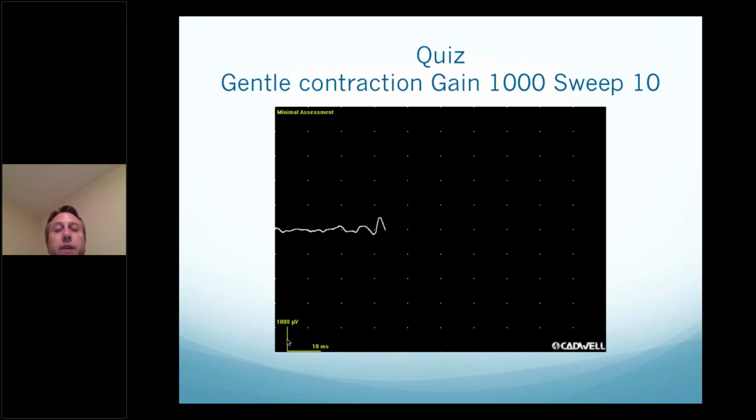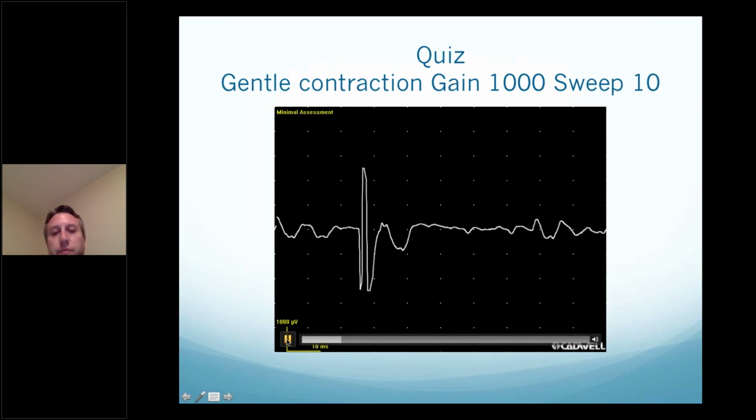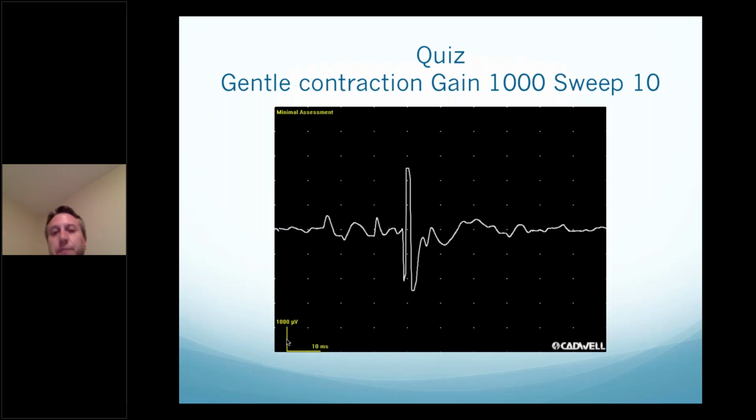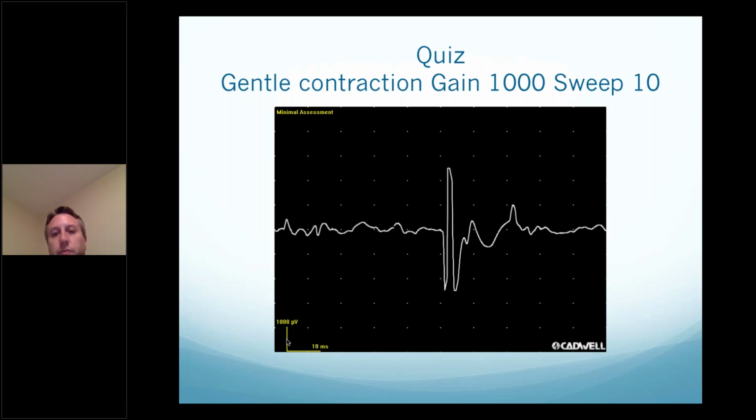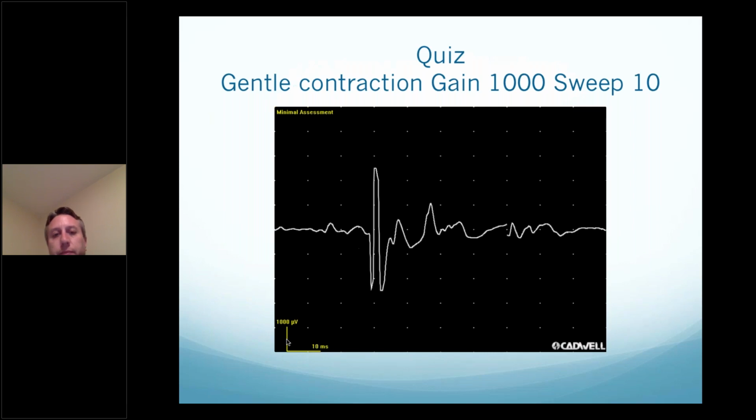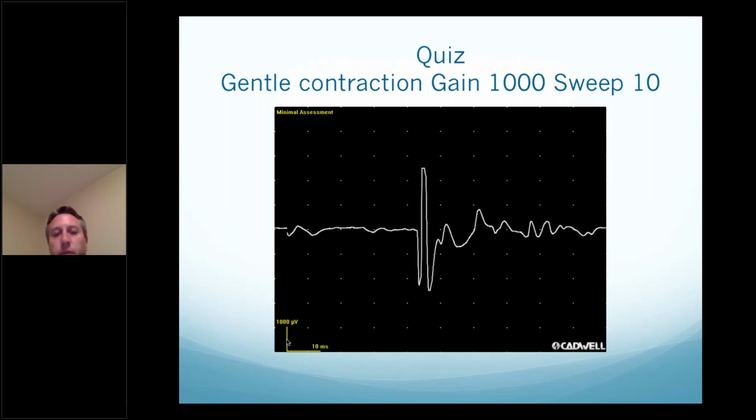Now we have a gentle contraction with a gain of 1,000, so this is really big, and a sweep of 10. So we have a gentle contraction, a gain of 1,000, and a sweep of 10. That was only a short clip, but with a gentle contraction, what do you think is going on there?